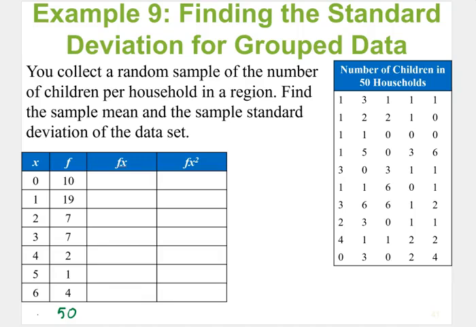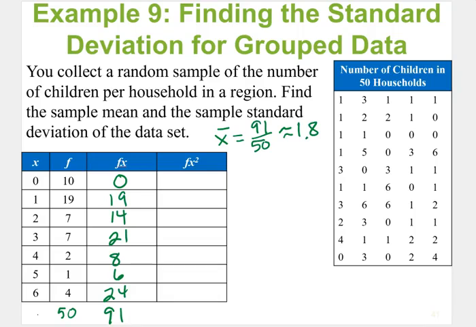So let's first of all find the mean of my sample. First of all, you need to multiply your f times your x's to find your mean. So we have to multiply all these. So that's 0, that's 19, that's 14, that's 21, that's 8, that's 6, that's 24. Add all those up together and you get 91. So my mean would be 91 over 50, which is approximately 1.8. So just under 2 kids per household, which seems fairly normal.